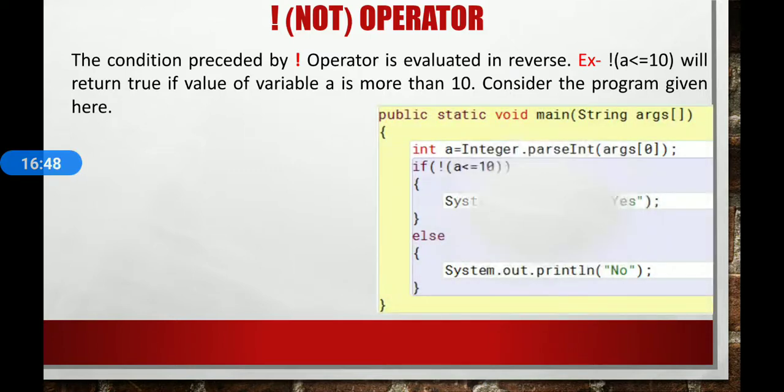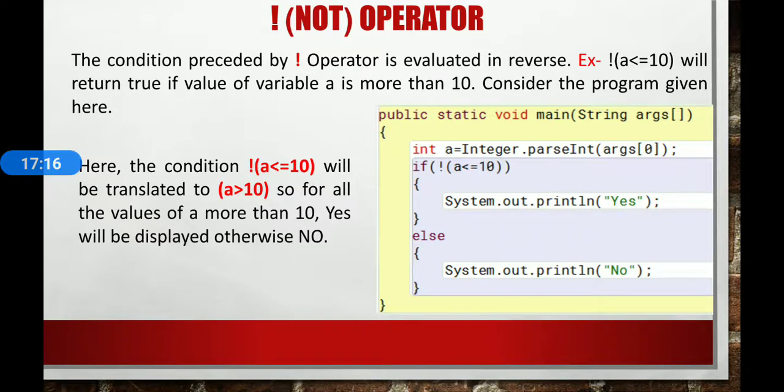Consider the program given here. Here, a condition is given: not age greater than or equal to 10. If the value of age satisfies this condition, it means it is greater than 10, then it will display yes. If the value of age is either less than or equal to 10, then it will display no. Here the condition not age less than or equal to 10 will be translated to age greater than 10. So for all values of age more than 10, yes will be displayed, otherwise no.